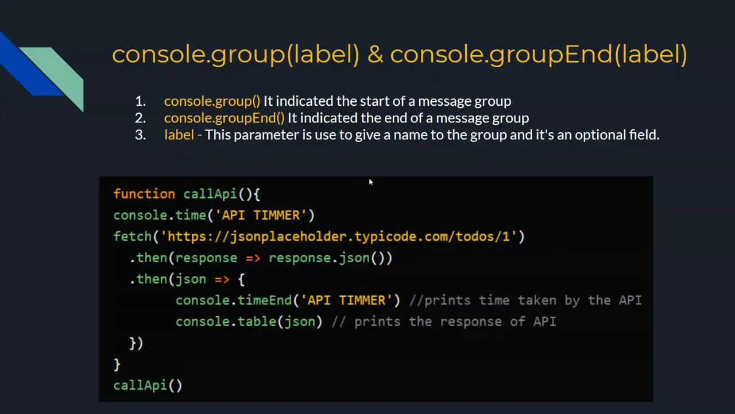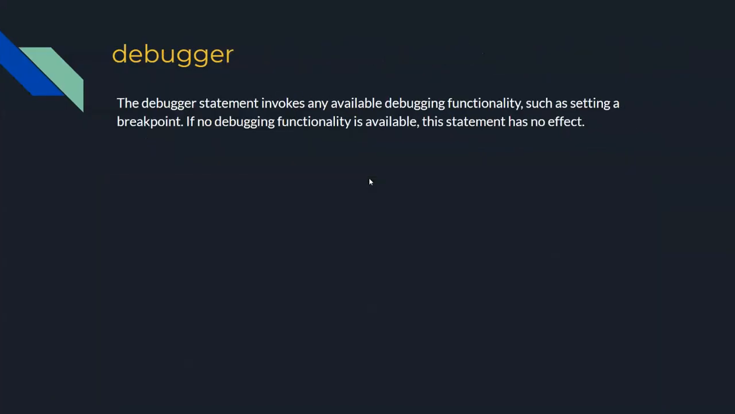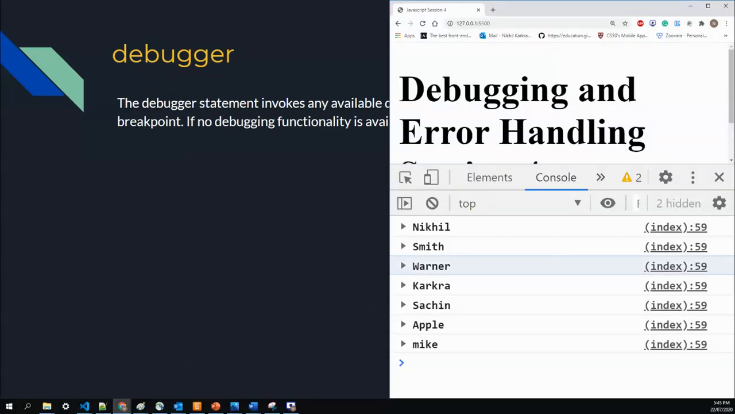Let's go back to the slides and see the next one, that is debugger. Debugger is a keyword or a statement that invokes any available debugging functionality, such as setting a breakpoint. If no debugging functionality is available, the statement has no effect. If you don't know what it is, I'll show you how to debug the code now.